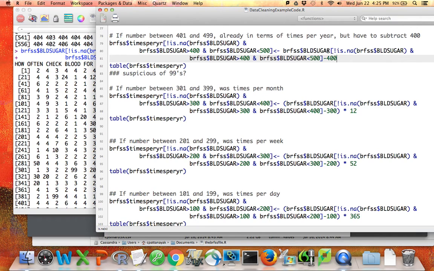In other words, both these sets of brackets, before and after the equal sign, refer to the same subset of the data. I'm replacing some of the NAs in my new variable with the actual variable values from my old variable, but subtracting 400.